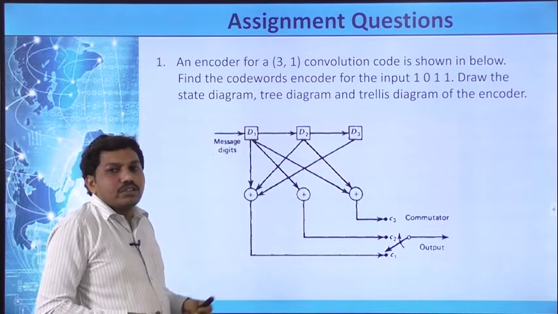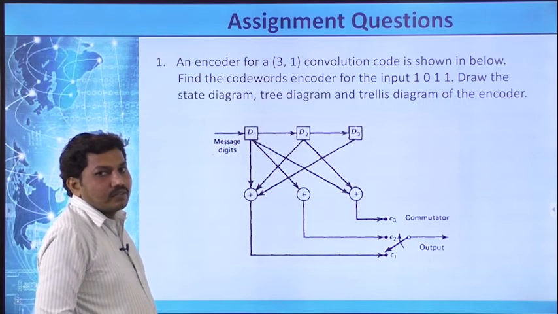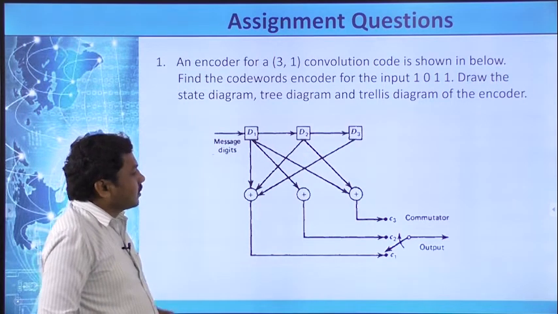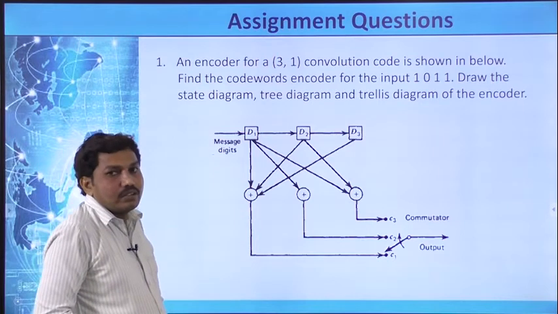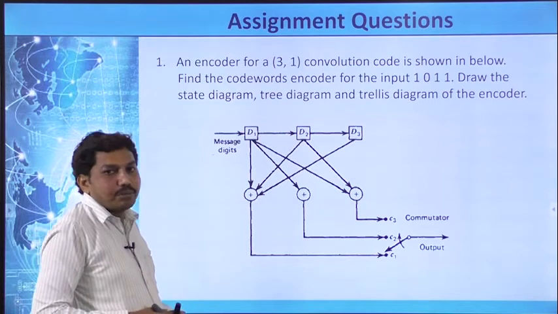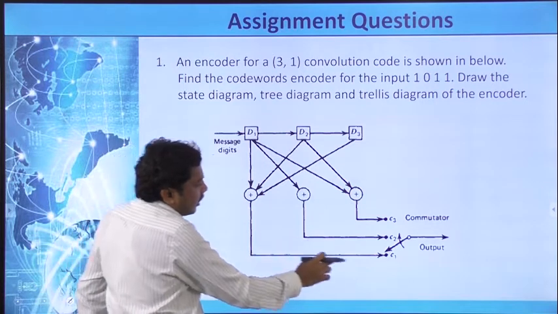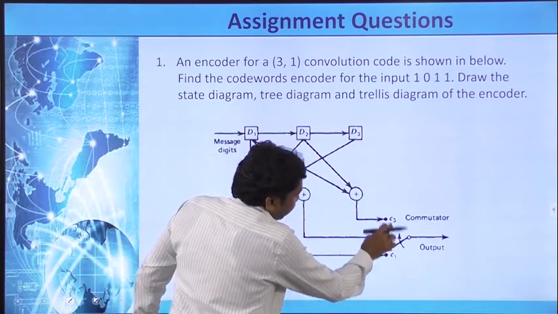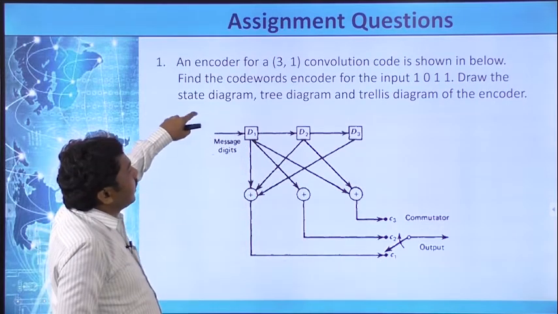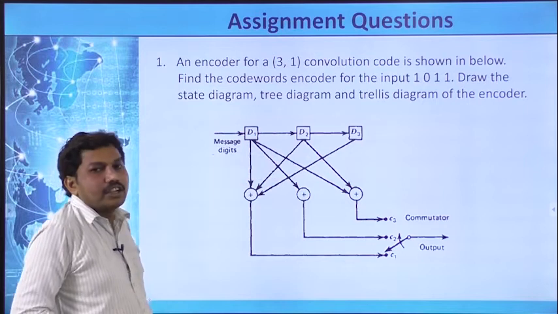Let us try to solve these questions. The first one: this is the convolutional encoder. For the given input, that is 1011, you can calculate the output bits. For this particular convolutional encoder, 3 output bits are there, C1, C2, C3. And draw the state diagram, tree diagram, and trellis diagram.